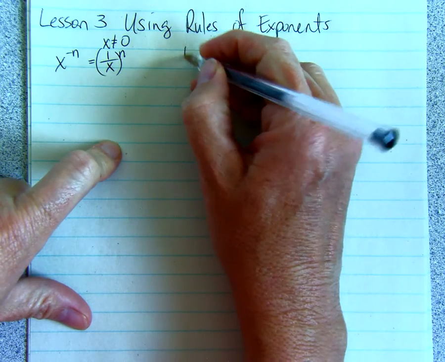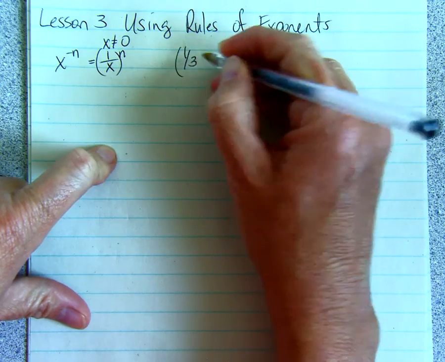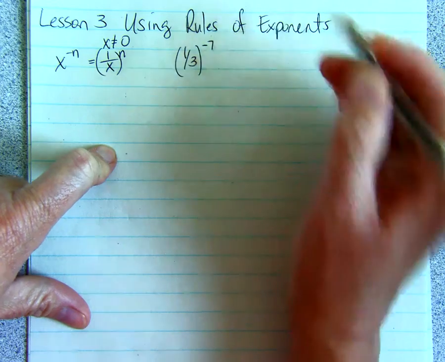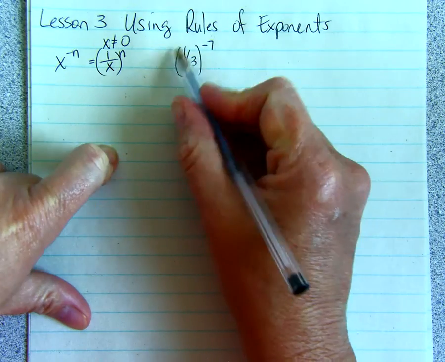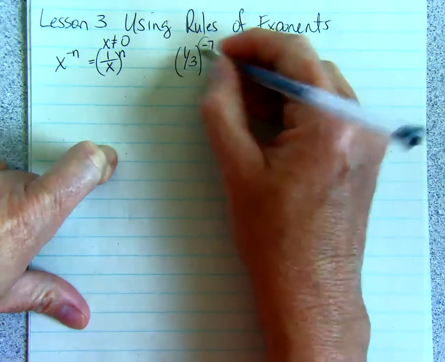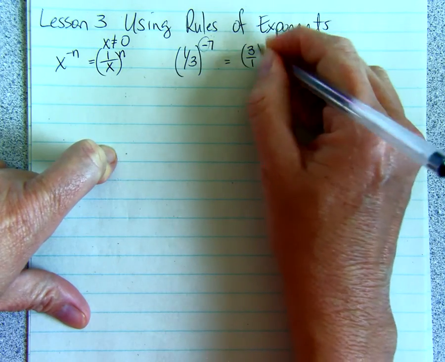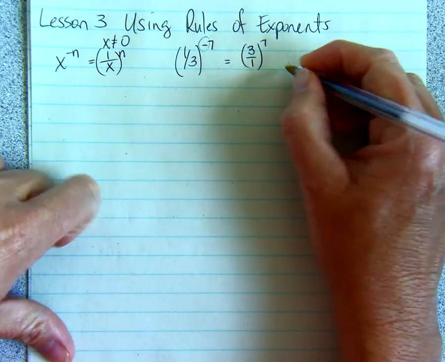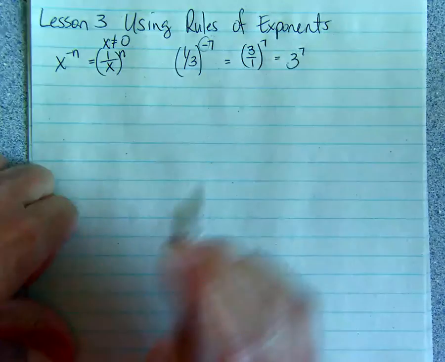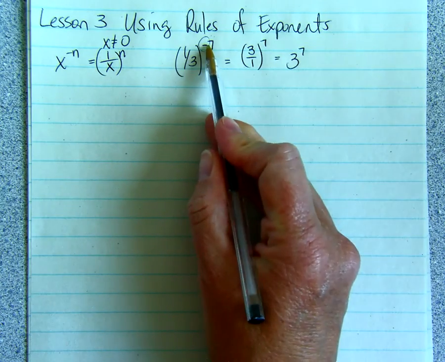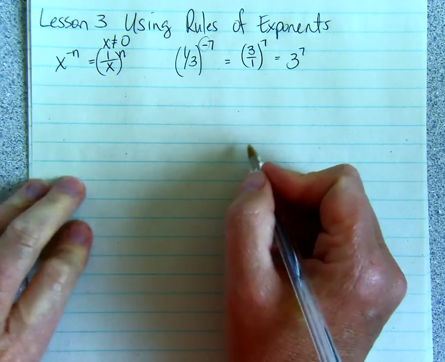So here's an example: 1/3 to the negative 7th power. I'm just going to take the reciprocal of 1/3, that's what the negative is, so 3 over 1, to the 7th power, or 3 to the 7th. So 1/3 to the negative 7th is the same thing as 3 to the 7th.